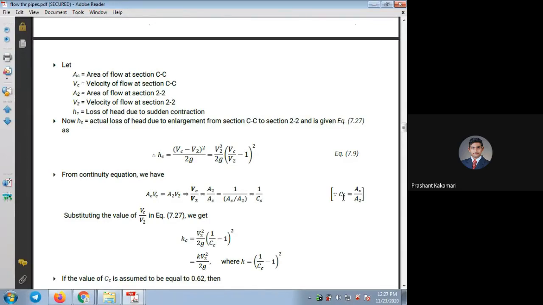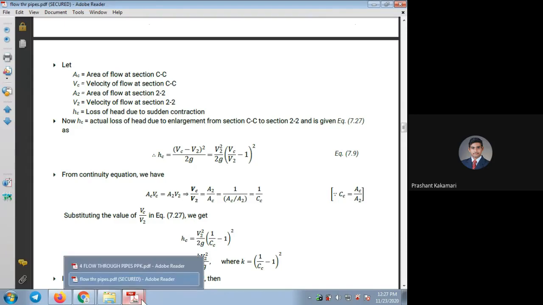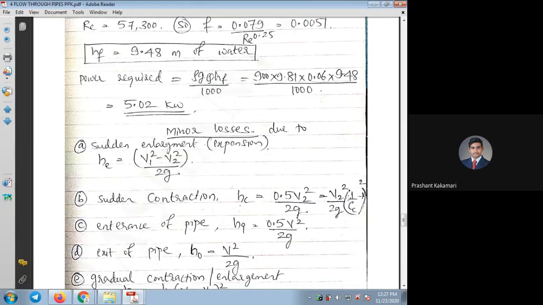Okay. So this CC value, if it is known, or if it is given in the problem, or if you can find it out, then you can use theoretically V2 square by 2G into bracket 1 by CC minus 1, whole square. So this also you can note down for the sudden contraction in the pipe.